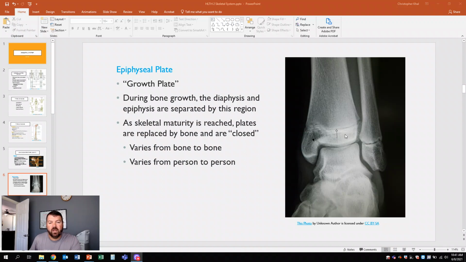We also have the epiphyseal plate, often called the growth plate. You can see this little line in here, and there's another one here. This is the tibia and this is the fibula, so this is the distal epiphyseal plate in the tibia, and this is the distal plate in the fibula. This is where all the growth occurs in those long bones, in that growth plate.